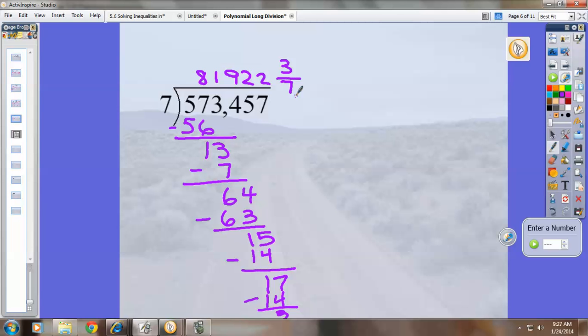Trevor brought up my story. He said, how can you have 3 7 pieces of candy? Well, Brady would just break it in half.